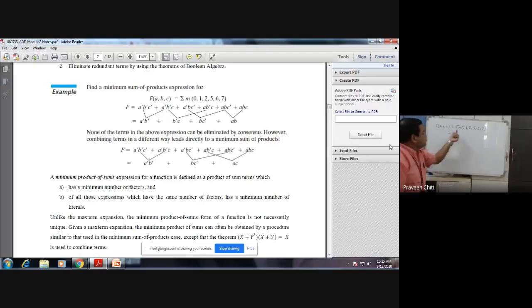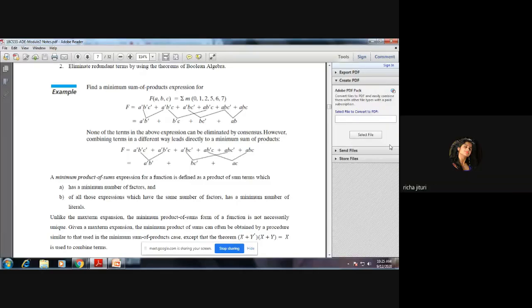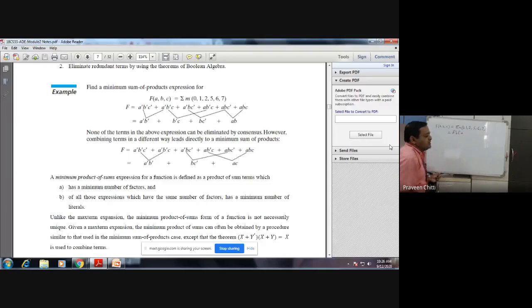Minterm 0. So how many inputs are there? 3. So 0, how do you write? A bar, B bar, C bar, plus 1. 1, how should I write? A bar, B bar, C. Then 2: A bar, B, C bar. Then 5 is A, B bar, C. 6 is A, B, C bar. And 7 is A, B, C.